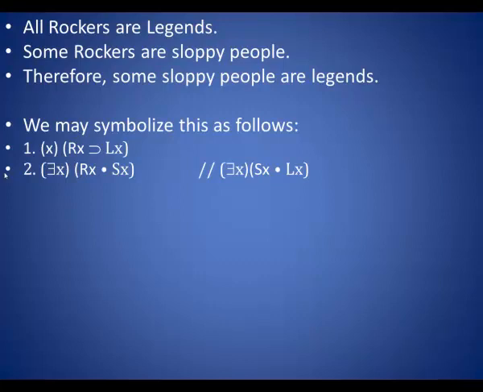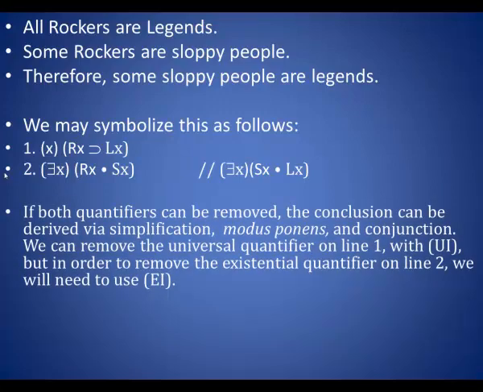So premise 1 says for all x, if x is R, then x is L. Premise 2 says there exists an X such that X is R and X is S. Therefore, there exists an X that is S and L. Now, if both quantifiers can be removed, the conclusion can be derived via simplification. Because remember, as long as my quantifiers are governing the entire line, as they are in both 1 and 2, I cannot use any of my rules of implication.